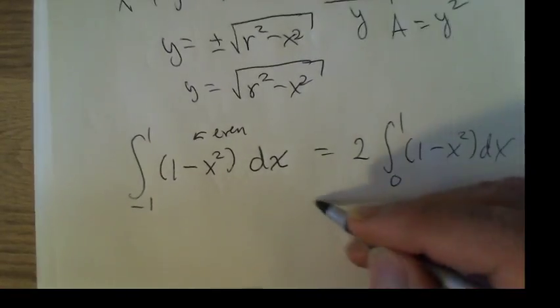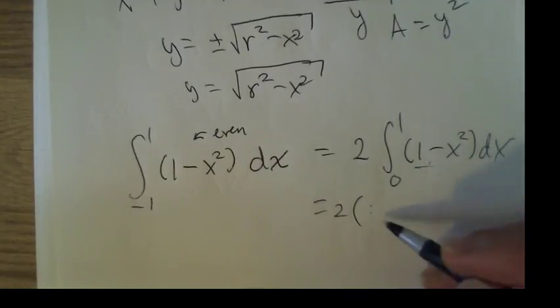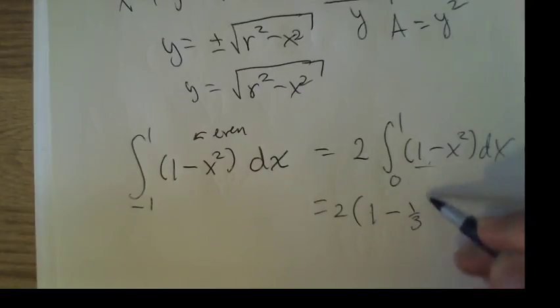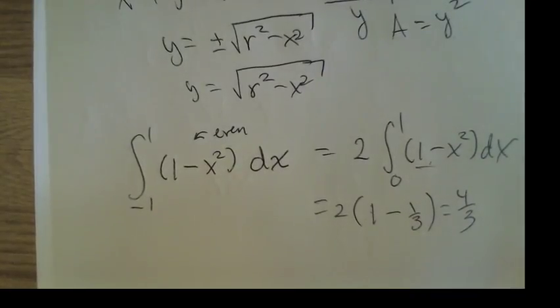Okay, and then here what I'll get is twice, that would be 0 to 1. It's a polynomial, so we'll just get 1 minus 1/3. And then that gives me 4/3. Okay, and that would be the volume of that solid. Okay, any questions?